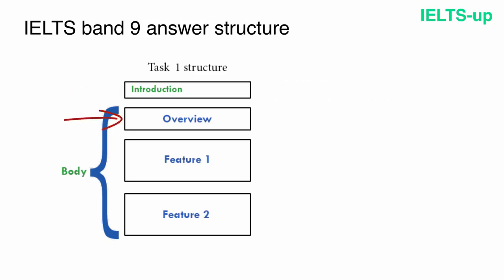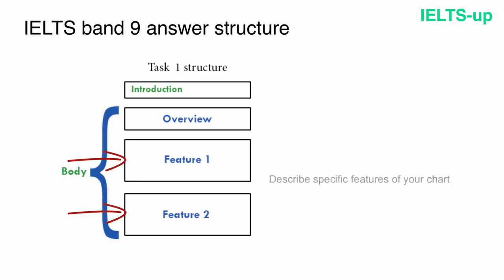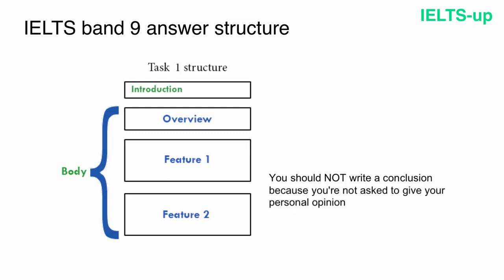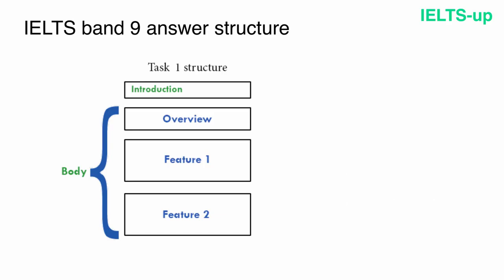Next, you should write an overview paragraph. In this paragraph, you should list general trends of your chart. Do not write many specific numbers or details in this part. Remember, overview should contain only general information. Then, you should describe specific features of your chart in 2 or 3 separate paragraphs. You should not write a conclusion in task 1 because you are not asked to give your personal opinion, and you have already summarized the information in the general overview. Excellent! Now you know the answering strategy, so let's start writing our band 9 answer.